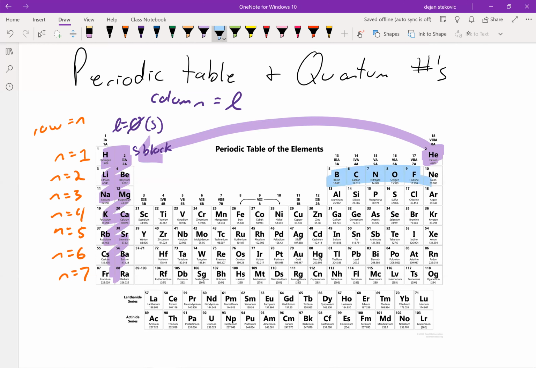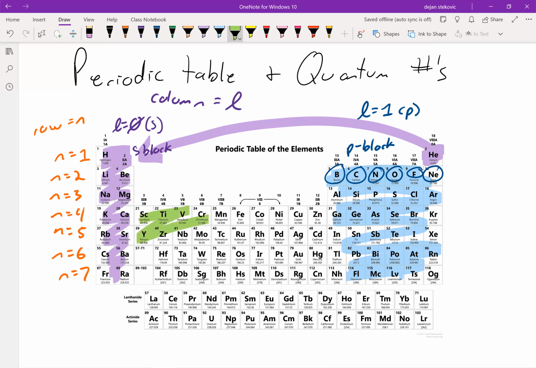And then over here, we have what we call the p block. This is where L is equal to 1. So we have our p orbitals. And if you think about it, we have 3 p orbitals that can each fit 2 electrons for a total of 6. And if you count, 1, 2, 3, 4, 5, 6. So absolutely crazy how this periodic table just fits quantum mechanics so well and vice versa, even though they were discovered relatively independently. And then in the middle here, we have our D block.